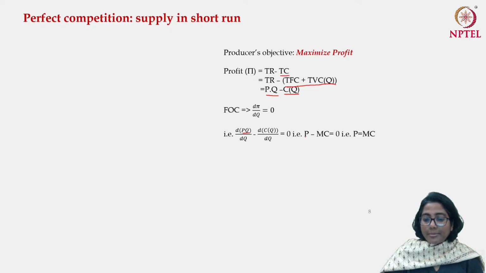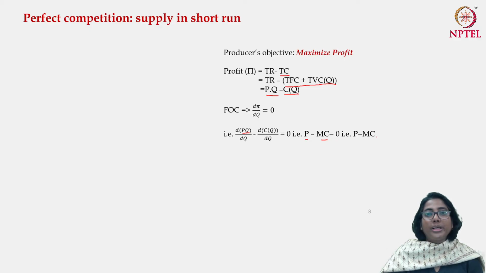So what am I getting? I am getting p here because q, I'm taking p out, and therefore I have dq/dq, which is equal to 1. Minus what do I have? I have dC(q)/dq. So this is the increase in my cost as I increase my production. So this is definitely the marginal cost of my production. So the first order condition states that price minus marginal cost is equal to 0.